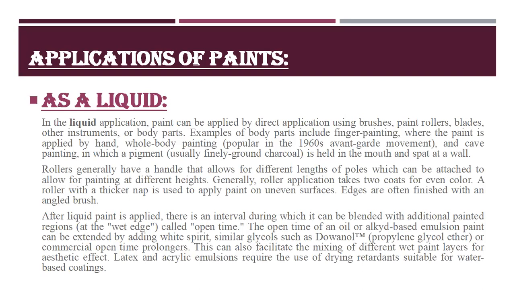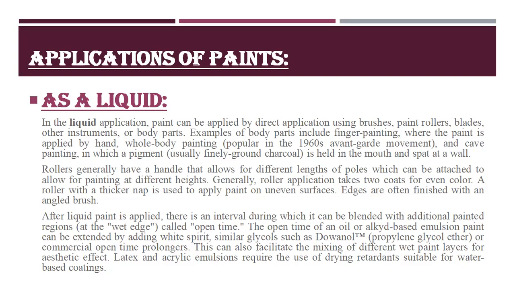Applications of paints as a liquid. In the liquid application, paint can be applied by direct application using brushes, paint rollers, blades, other instruments, or body parts. For example, body parts include fingerprinting, where the paint is applied by hand, whole body painting, popular in the 1960s avant-garde movement, and cave painting, in which a pigment, usually finely ground charcoal, is held in the mouth and spat at a wall.